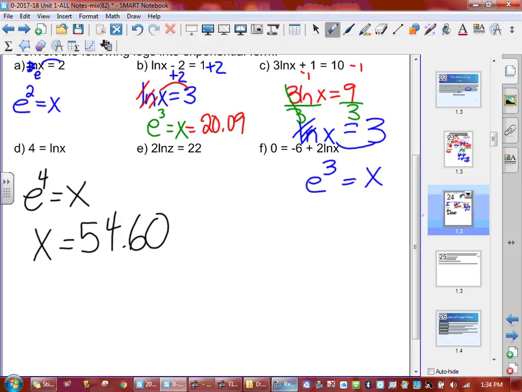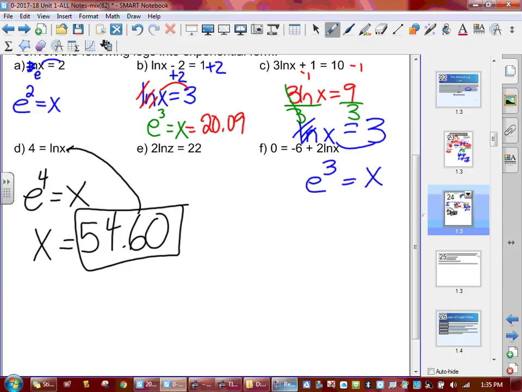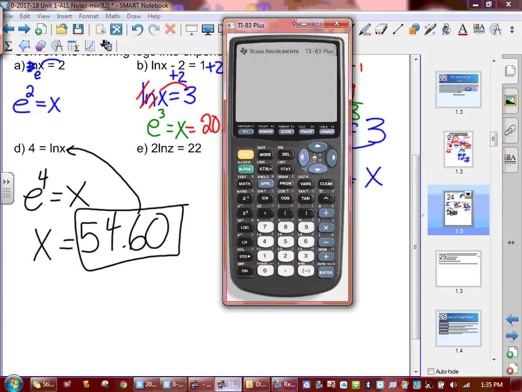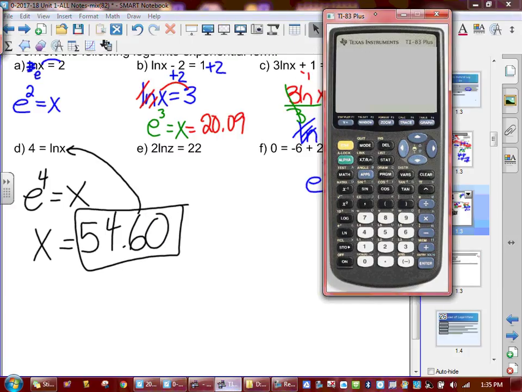Now, a few people ask, how do you check your work? Well, how you check your work is this. The answer you get, put it in where the x is, and see if the left side equals the right side. So right now, if I type in, on my calculator, ln 54.6, I want to get an answer of 4, or close to 4 that rounds up.